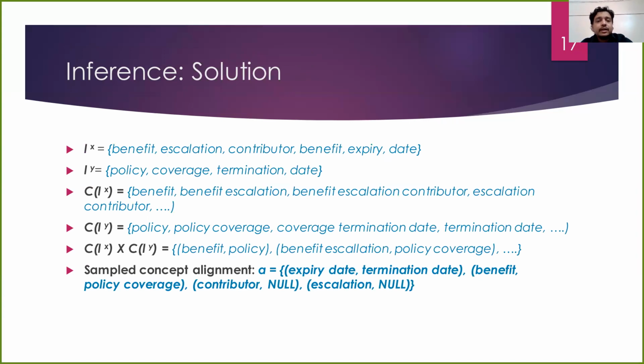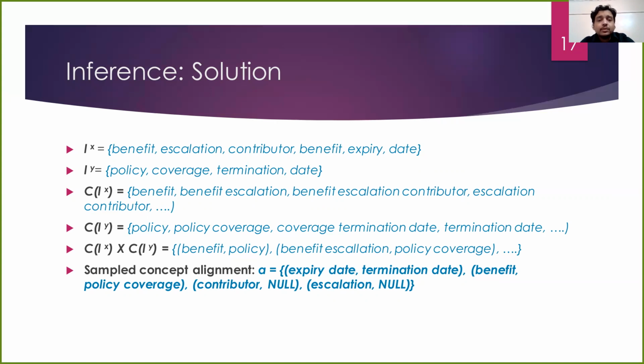So here we explain it in detail. Now to solve the inference problem, first the set of all possible concepts from both Lx and Ly, named C of Lx and C of Ly, is constructed. As an example, concepts from Lx can be benefit, benefit escalation, contributor, escalation, and so on. Afterwards, we construct the search space of all aligned concept pairs by taking the Cartesian product between C of Lx and C of Ly, and we create a distribution on top of it considering the KG weights.